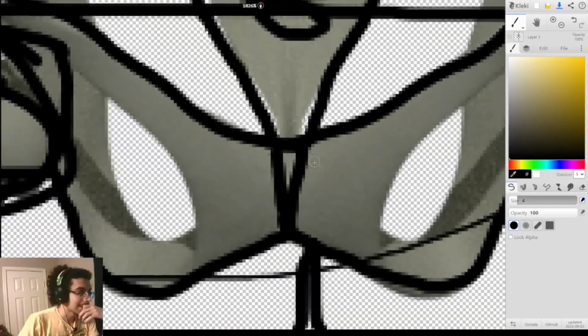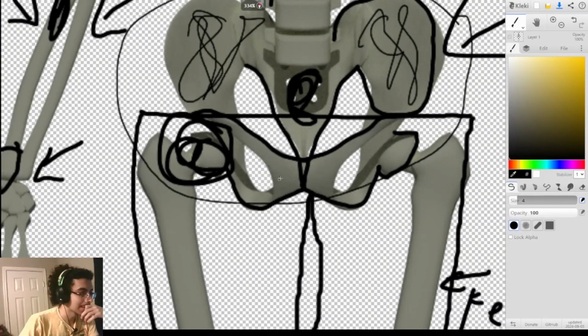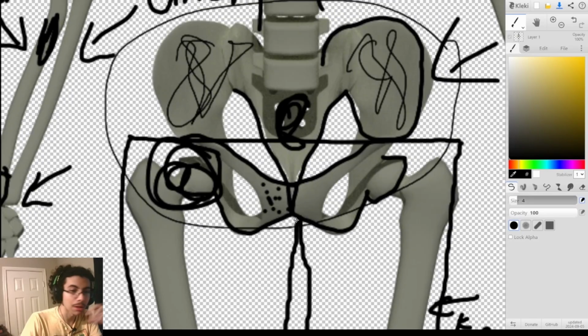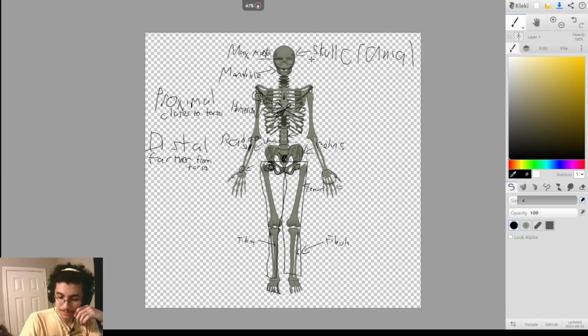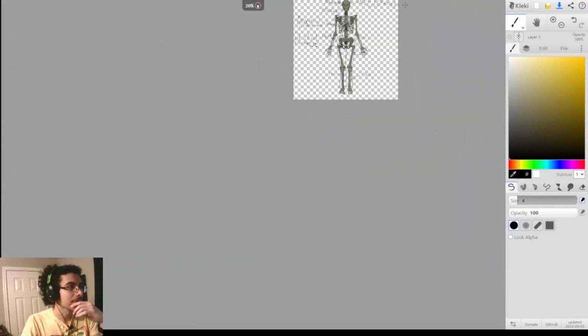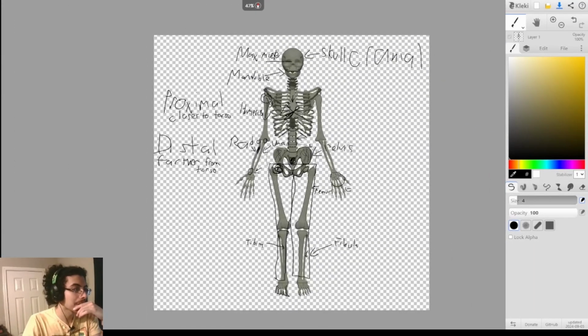And then I'm pretty sure these are called the pubis. Yeah. All right. So that's the pubis. And then there you go. That's the bones. That's the important bones, at least. So that's all the bones of the body.